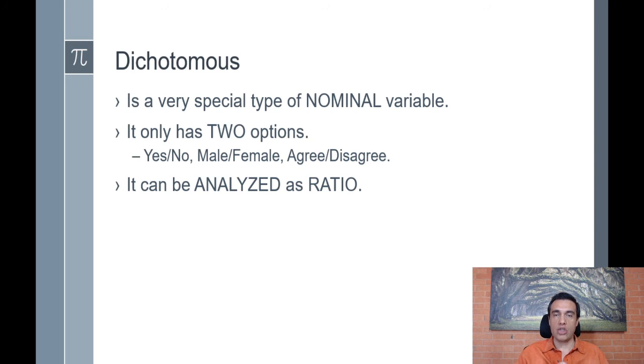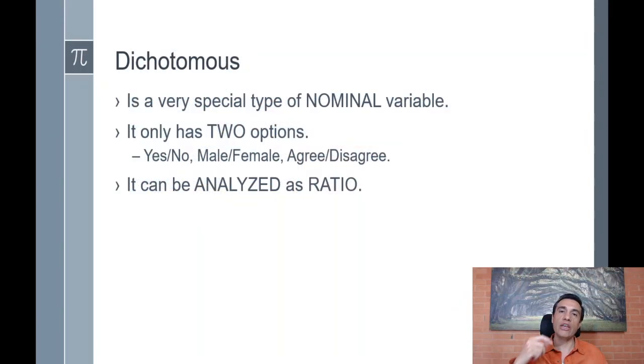In this case, you are going to be able to create relations. Why can you create some kind of relations with this one? Well, in the dichotomous one, you can say that if you have 40% of male, you have 60% of female. If you have 70% of yes, you have 30% of no. One result explains the other one. That is why we can analyze it as if it is ratio, but it is not a ratio one. It is a nominal one, okay?